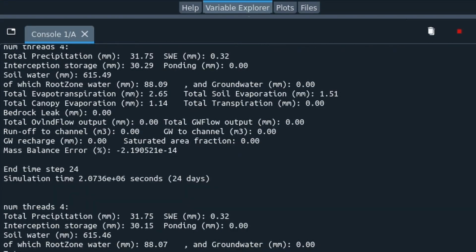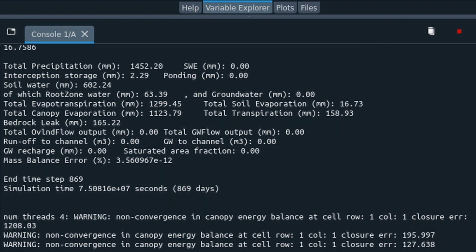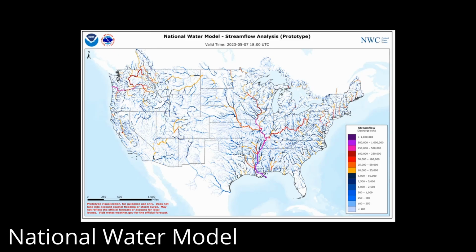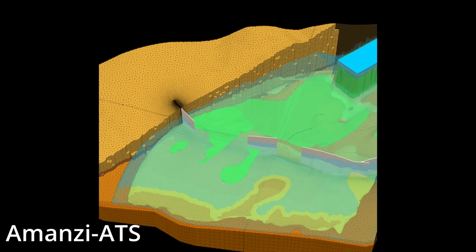Models are incredibly important to science, so what exactly are they? There are basically two types of environmental models that come from very different backgrounds.